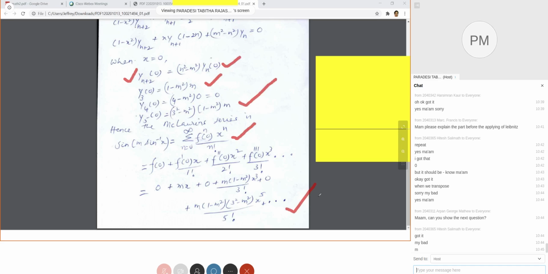Now that's why, Atharva, what I'm trying to say is it's not mandatory to use Leibniz for Maclaurin's. Question will be Maclaurin's. We are using Leibniz to get the derivatives.